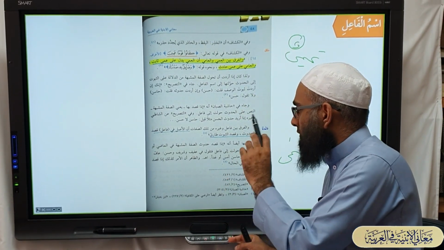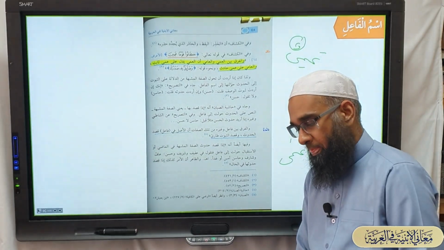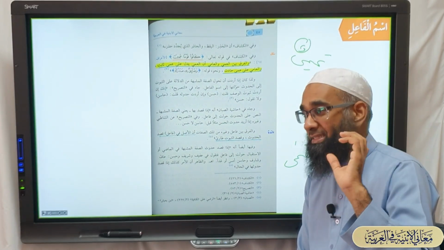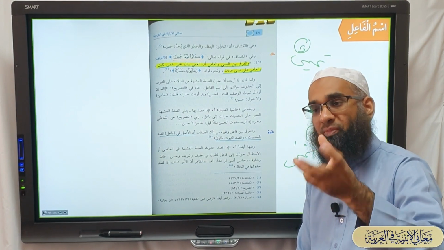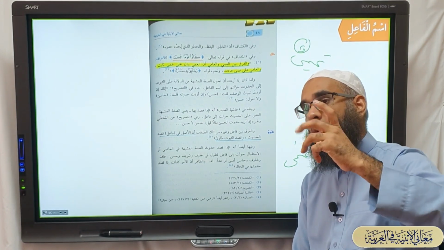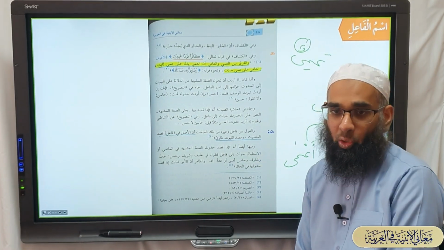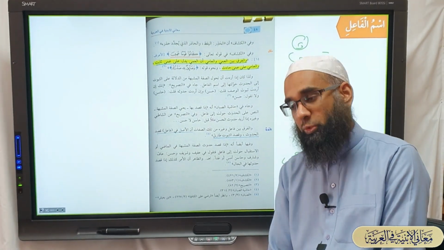So when he says here, the summary is that the ismul fa'il is to show thubut, and the sifatul mushabbaha bismil fa'il shows thubut with a higher degree. And both of these are in contrast to the fa'il, which shows either huduth or tajaddud. We'll continue here tomorrow inshallah.